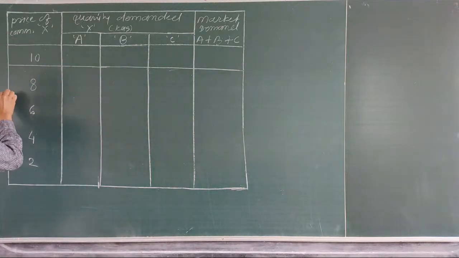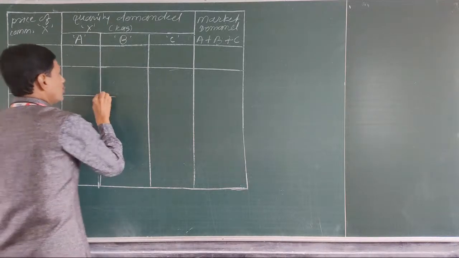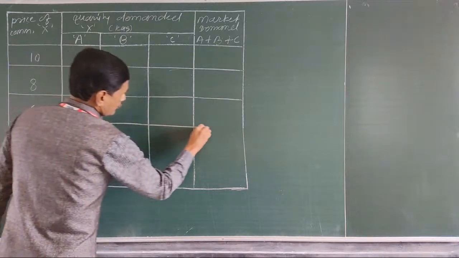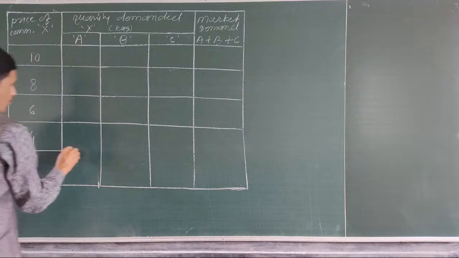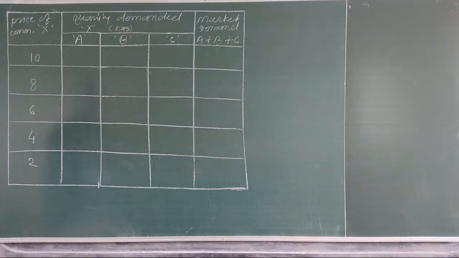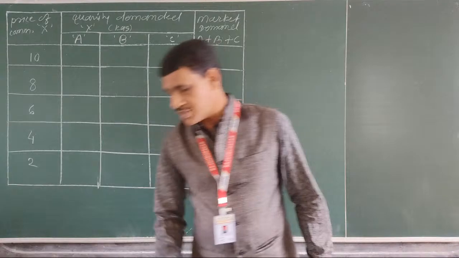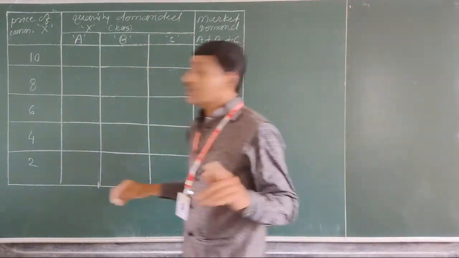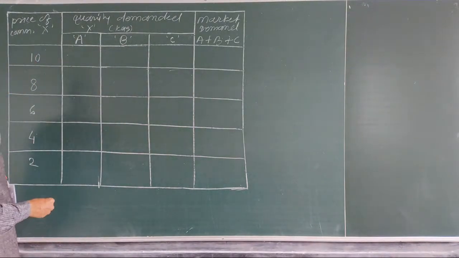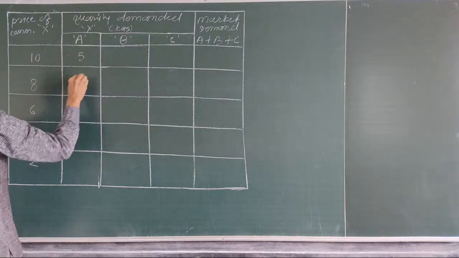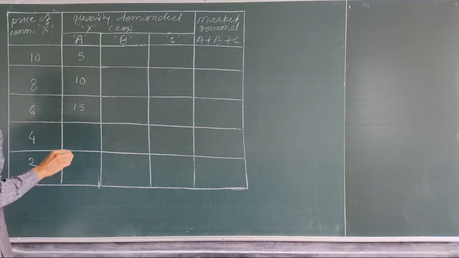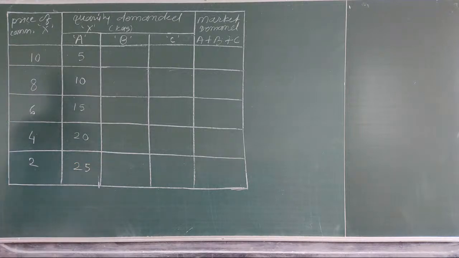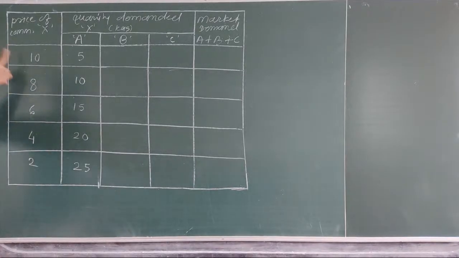Then price 8, then 6, then 4, finally 2. हे अशा पद्धतीने तुम्ही शेड्यूल तयार करायचे आणि ते तयार करत असताना बघा एक सिंपल तीच. त्यानंतर क्वांटिटी डिमांडेड ऑफ कमोडिटी एक्स इन किलोग्राम 5, 10, 15, 20 and 25 means demand of consumer A, means price of commodity 10, 8, 6, 4, 2.